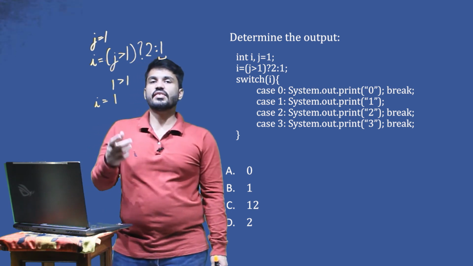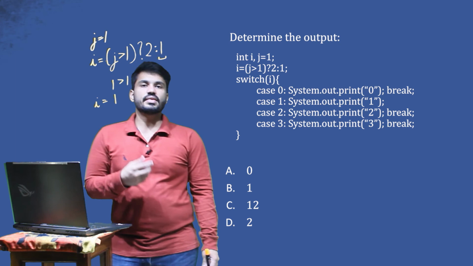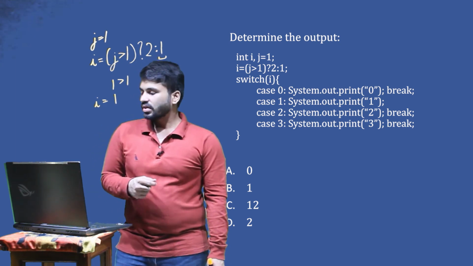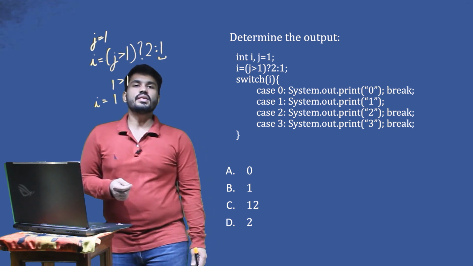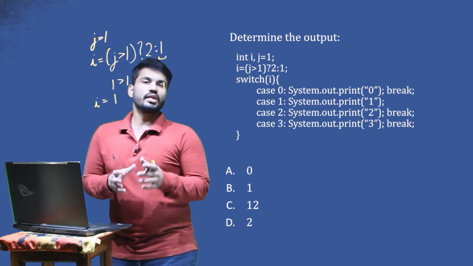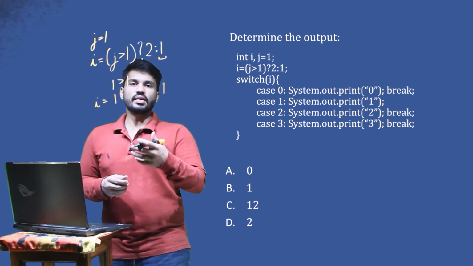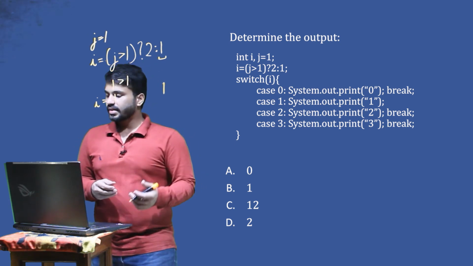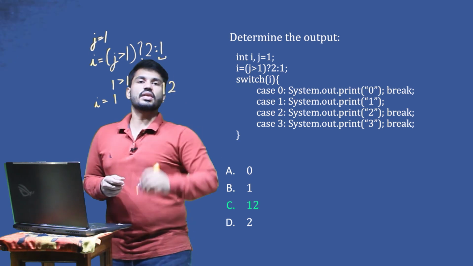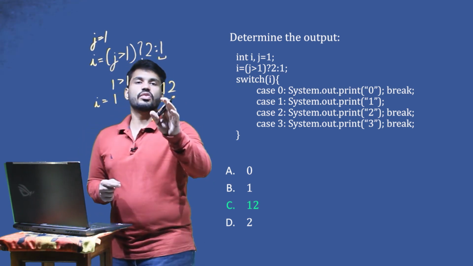In the next line, we have a switch on variable I. So we'll start matching the cases. So case 0 does not match. Case 1 matches. So in case 1, we'll print the value 1 on the screen. So 1 gets printed on the screen. Now we do not hit a break statement, so we'll start executing subsequent lines of code. In the next line, we print 2 on the screen. So 2 gets printed on the screen. Now we hit the break statement and the switch terminates. So the output of the code is 1, 2.